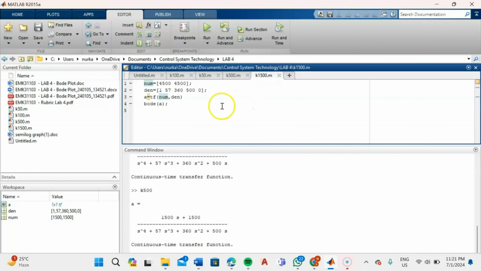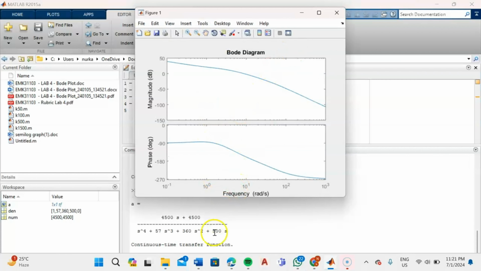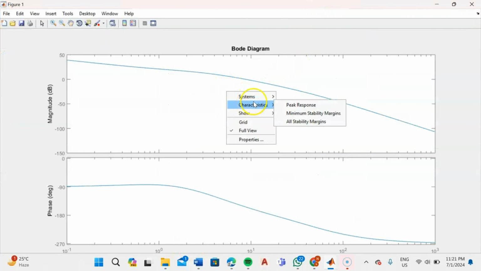And for K equals 1500, the numerator is 4500, the denominator is 1, same as before, which is 157, 360, 500, and 0. And then we need to run. And here is the transfer function. And this is the Bode diagram, characteristic.